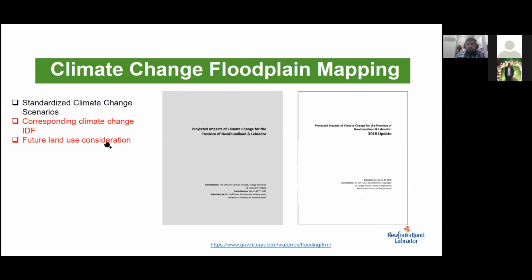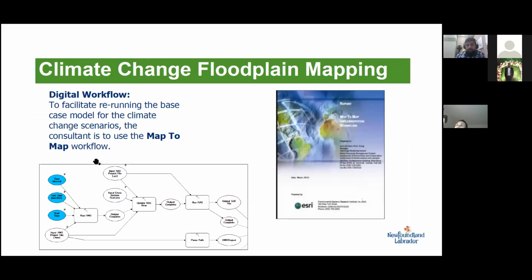We've also included future land use. In municipalities where they have land use planning and they know which areas they're going to develop in the next 20, 30 years, we assume those areas are developed in our climate change maps. So we also incorporate the impact of future land use.